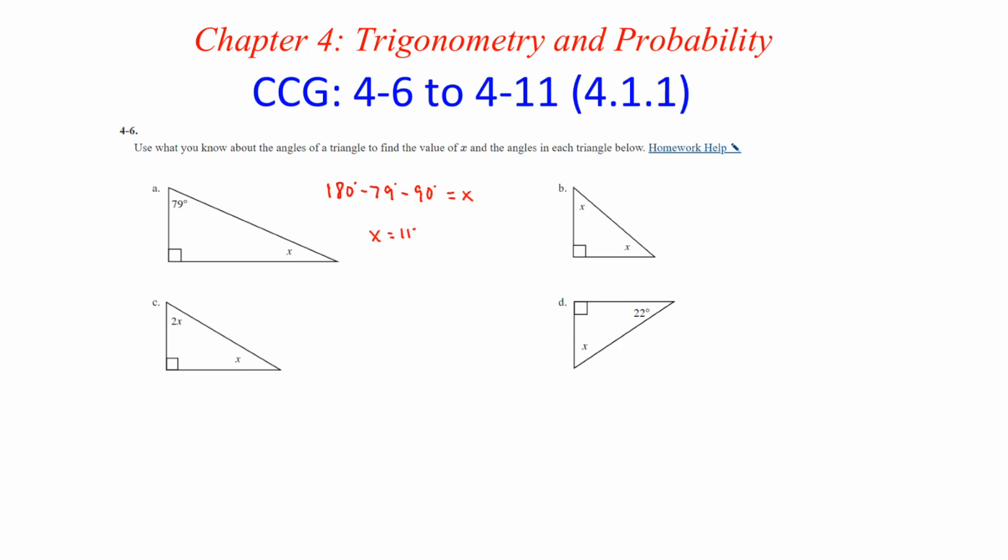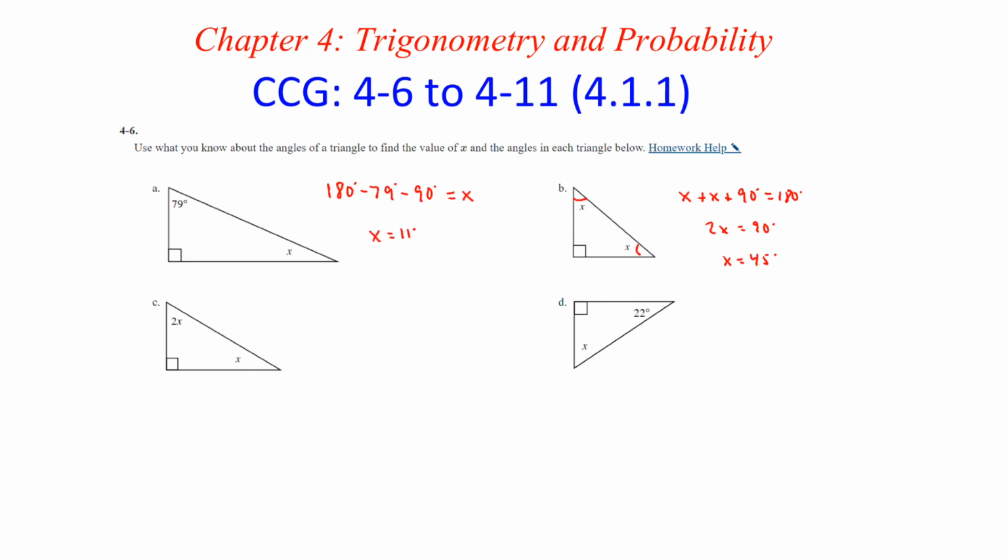On part B, the two angles are congruent to each other, and they're both x. So we can say x plus x plus 90 degrees is equal to 180 degrees. So that is 2x equals 90 degrees if you subtract the 90, divided by 2, and x would be 45 degrees.